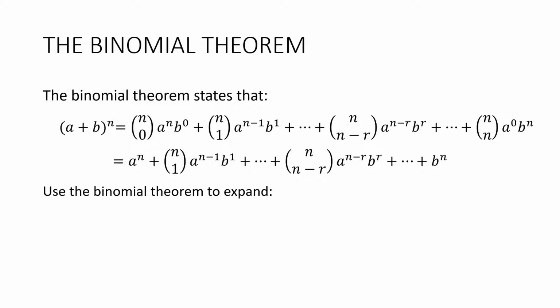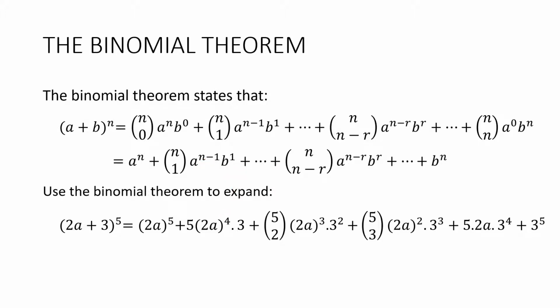So let's use the binomial theorem to expand (2a plus 3) to the power of 5. So I'm going to use this formula here, because I'm going to do the first term to the power of 5, plus 5C1, first term to the power of 4, last term to the power of 1, plus, let's have a look at it so I don't get confused. So (2a) to the power of 5 plus 5, (2a) all to the power of 4 times 3. Then I've got 5C2, (2a) all cubed, 3 squared, plus 5C3, (2a) all squared, 3 cubed, plus 5 times 2a times 3 to the power of 4 plus 3 to the power of 5.